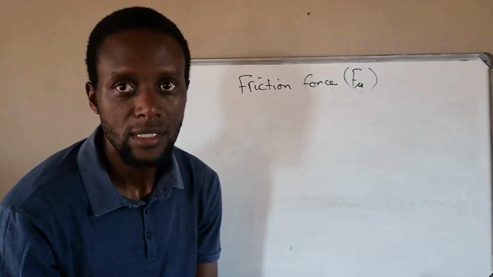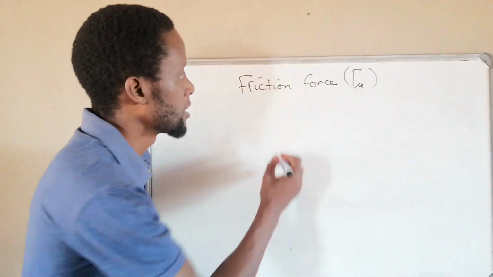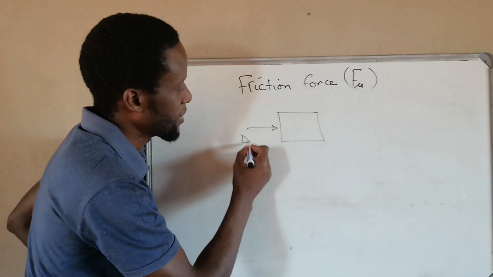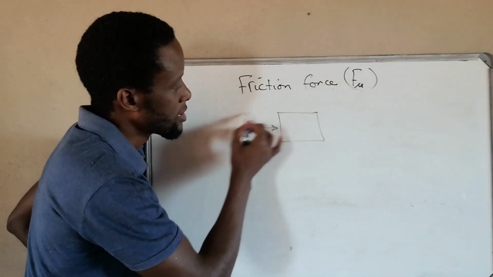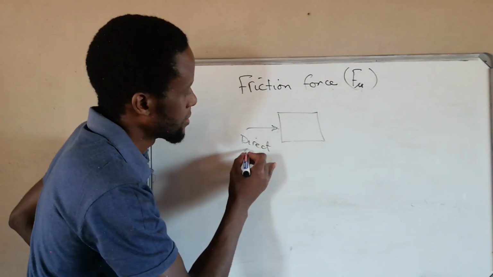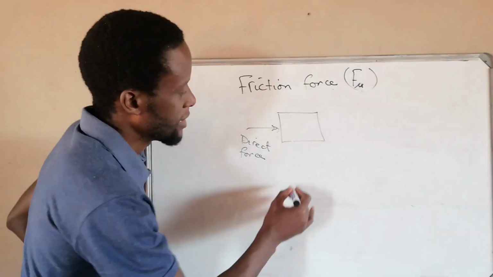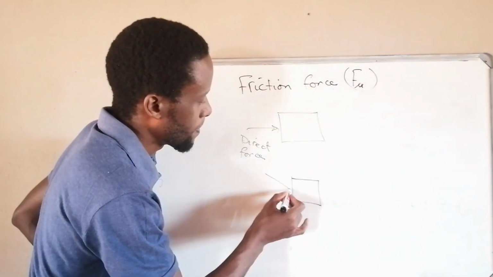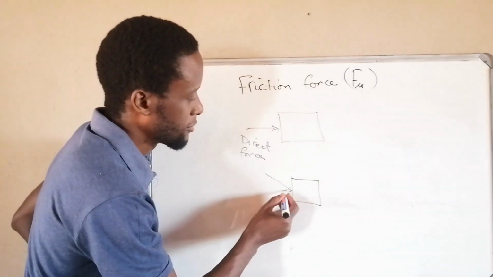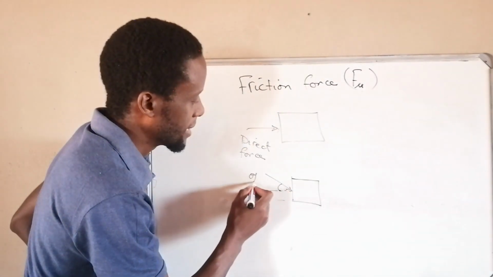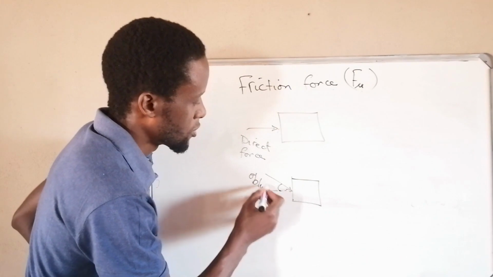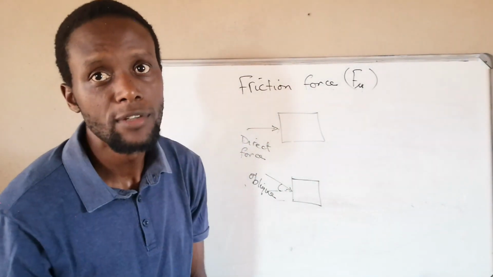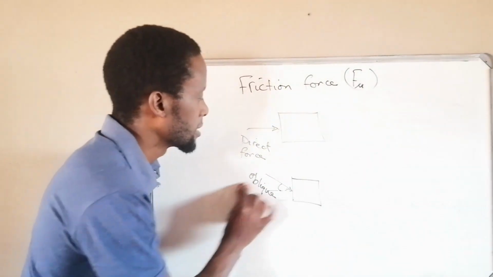Under forces, we did, there are two types of forces. If we have a force acting on an object like that, this one is a direct force. All this force is acting direct on an object. But if the force is acting at an angle, it forms an angle. This is an oblique force. So for now, we just focus on direct forces. Oblique forces, we'll do another video for that.